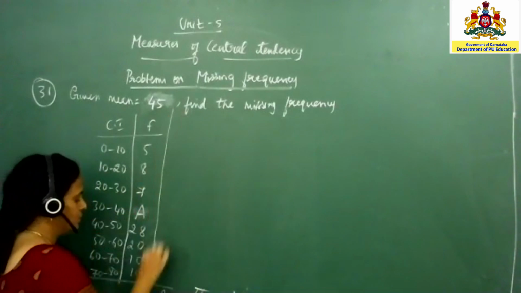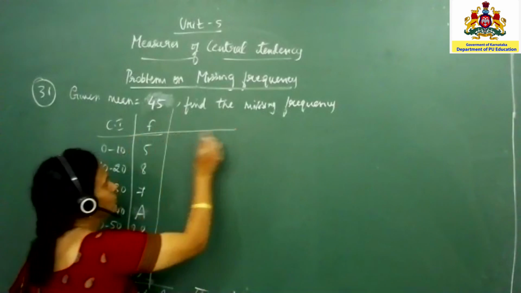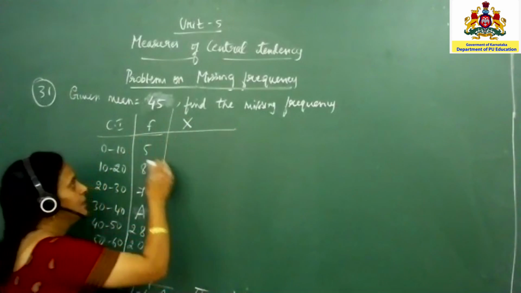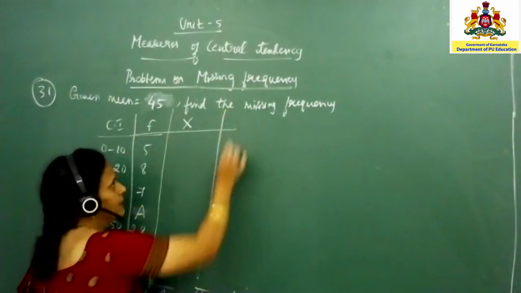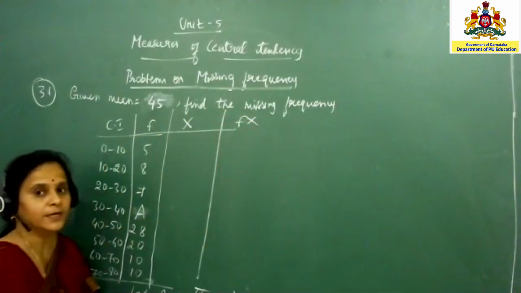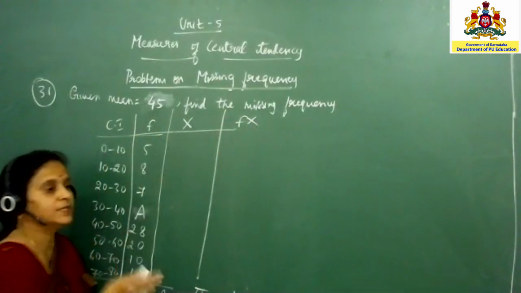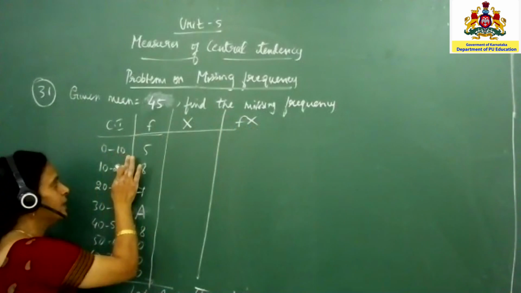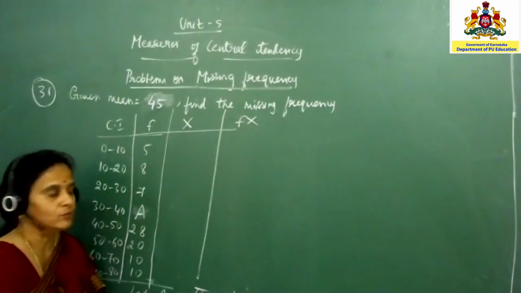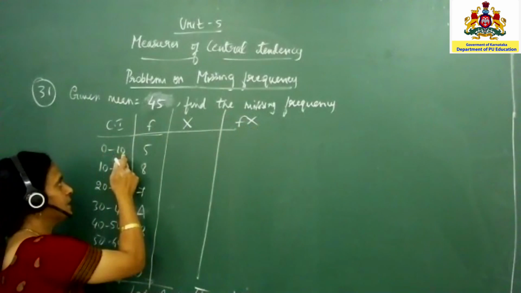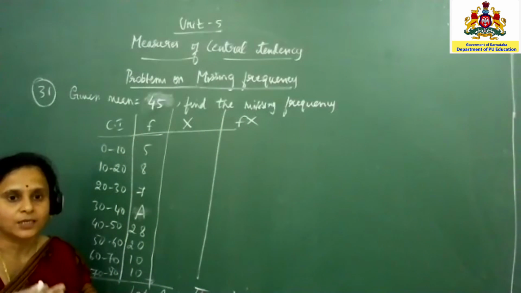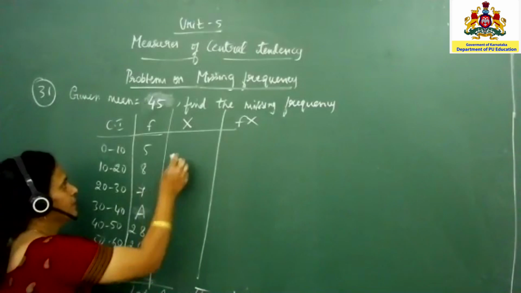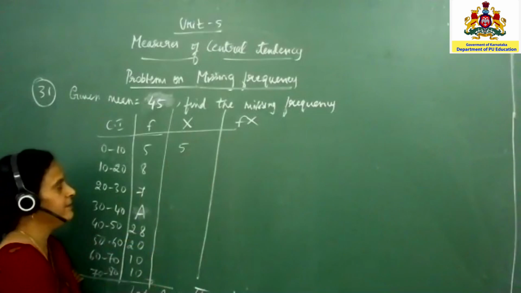Next, I should carry on. What I should do? I should get X column first, and then I should get F into X column. So X column, X as we discussed in earlier classes, to take X, we have to add up lower and upper limit and divide by 2. So, for example, 0 plus 10 by 2. 0 plus 10 is 10, 10 by 2 is 5. So one of the X values I'll be getting is 5.